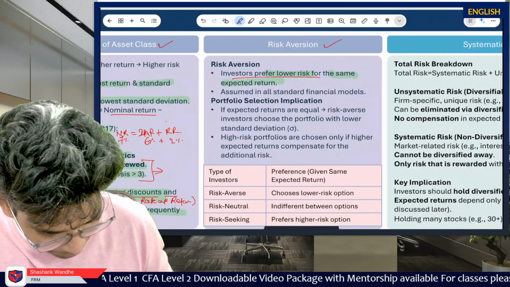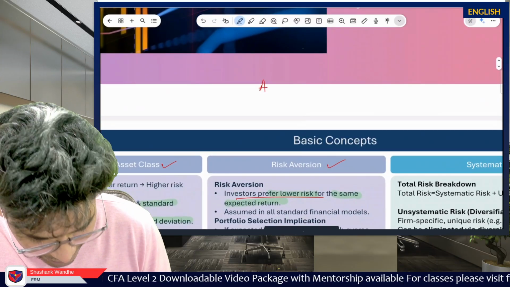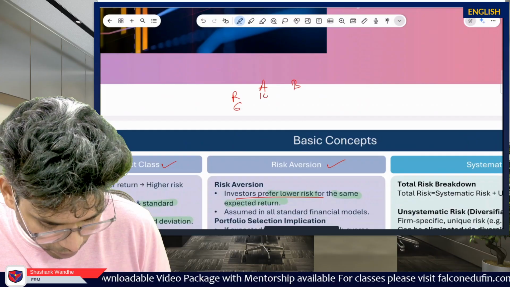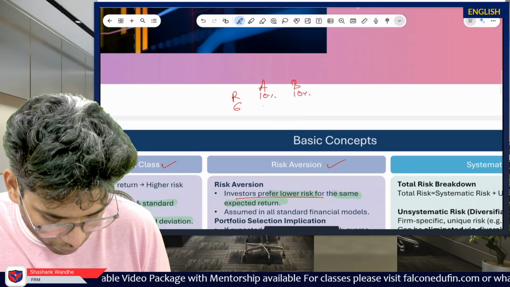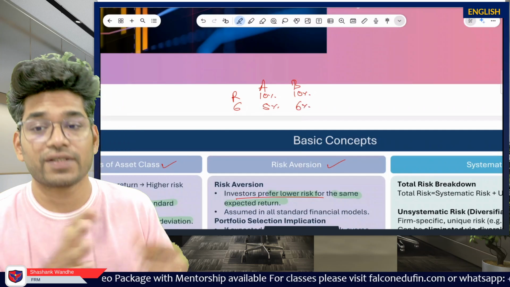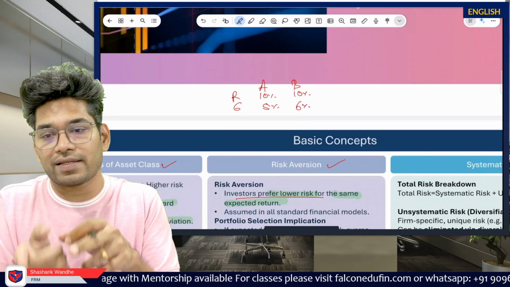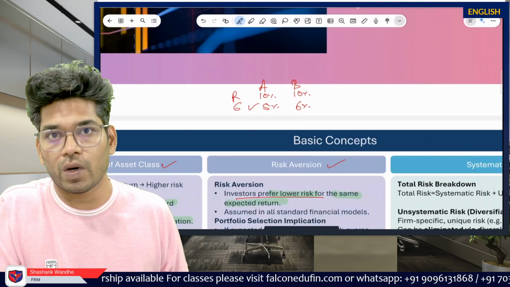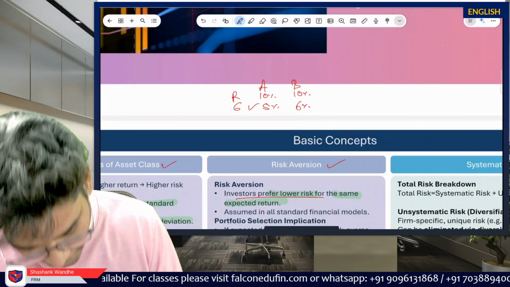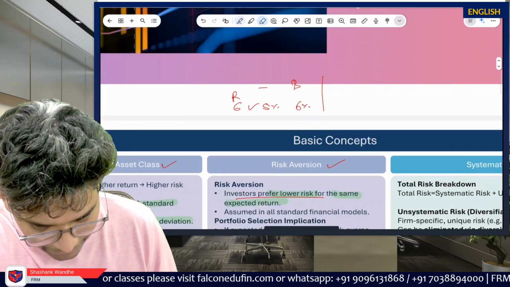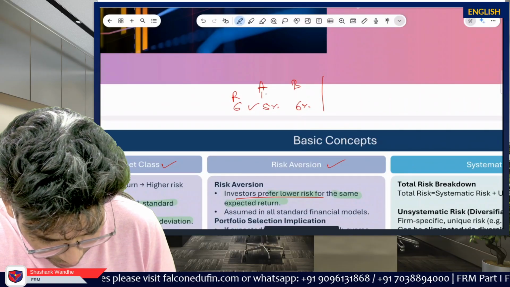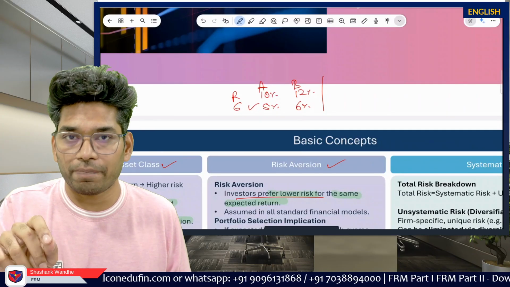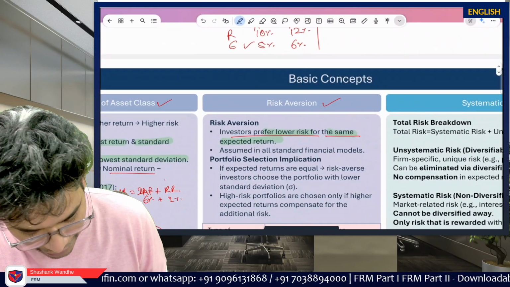So if you offer a risk averse investor two assets, A and B, and both offer 10% return, and one offers 5% standard deviation and the other offers 6% standard deviation, then you can apply this risk aversion theory and say he will prefer asset A because it offers a lower standard deviation for the same level of expected return. But if you change this example to 10% and 12%, then you can't confirm the risk aversion part, because remember the statement is same expected return.